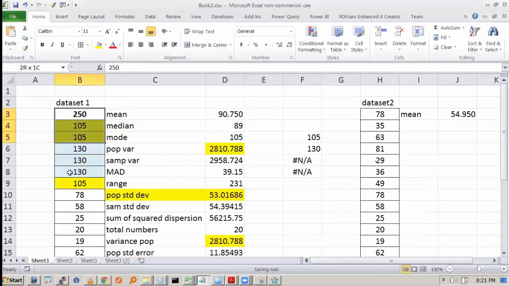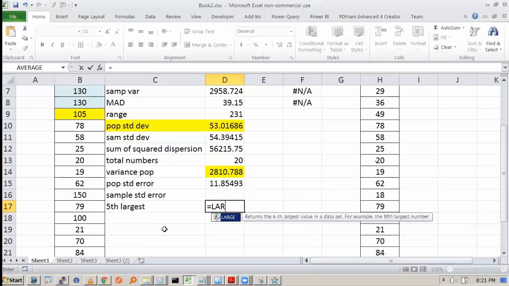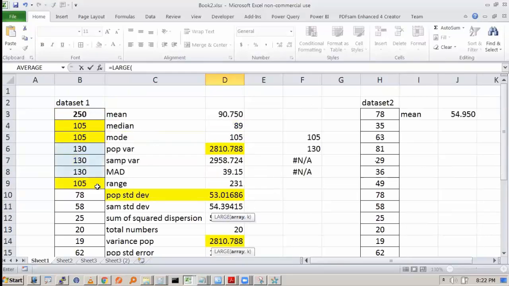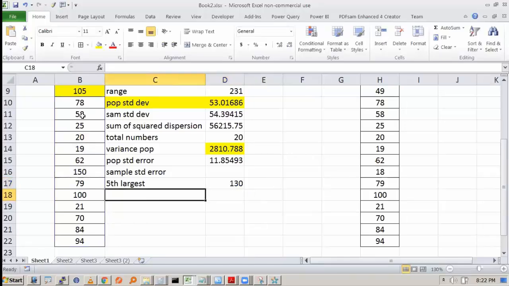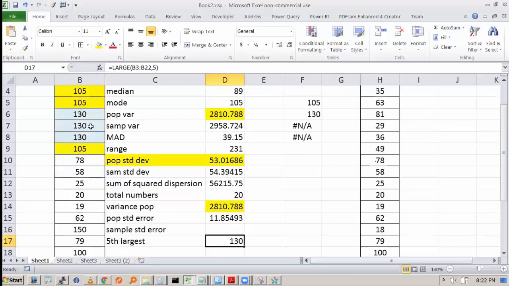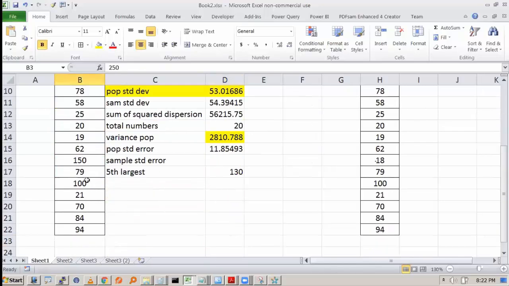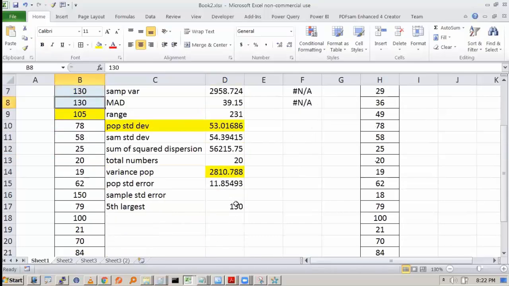So let's say in this data set I want to know which is the fifth largest. So we'll say large, and see what it is taking. It is taking the array and the k. K is 5 here. So this is the array we have, and we say 5. So the fifth largest is 130. You can see how I get it: 250 is the largest, 150 the second largest, then the third largest, fourth largest, and the fifth largest is 130.